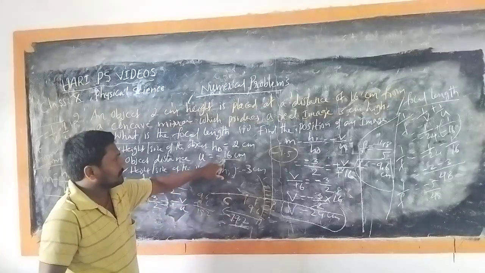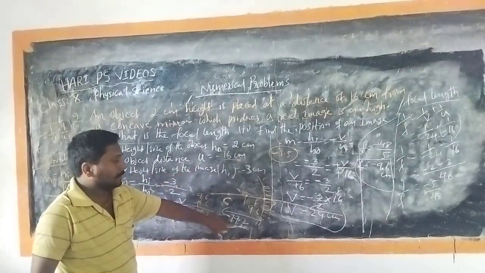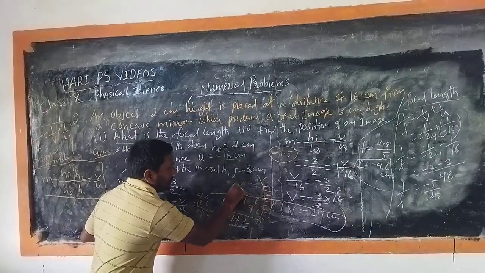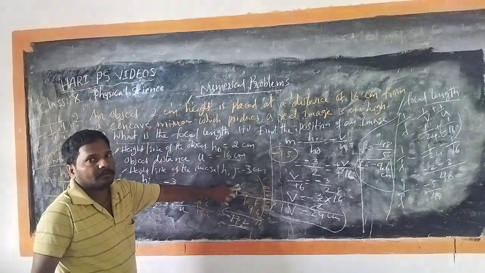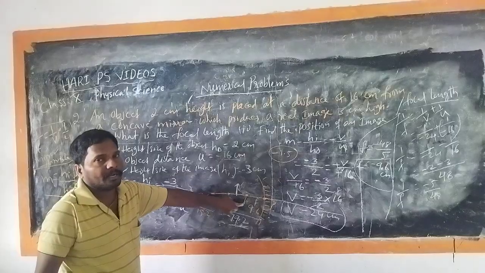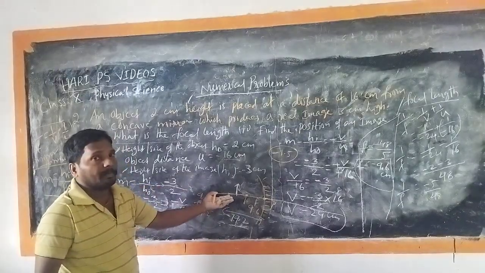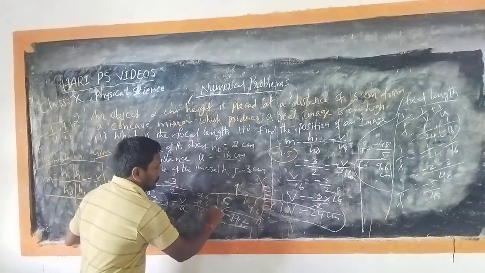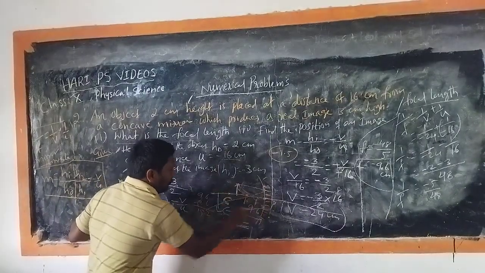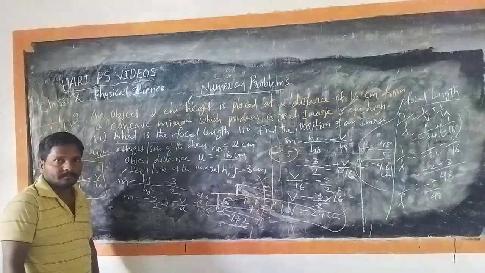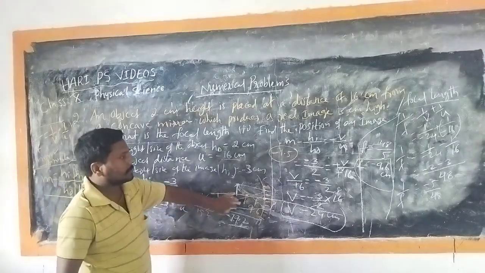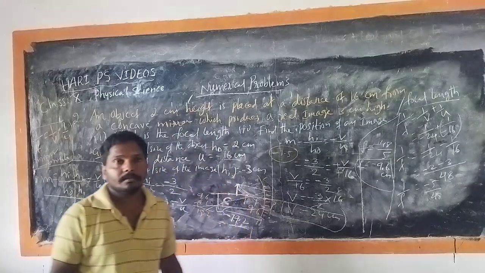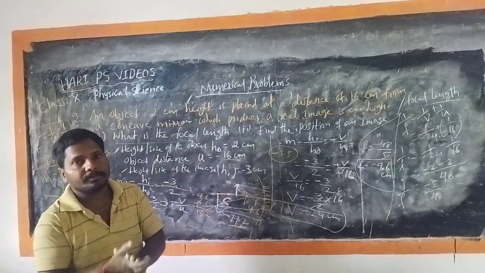The object is placed at 16 centimeters, in between the focus and the center of curvature. So where is the image formed? Behind the center of curvature. In this way you have to calculate and find the given values.